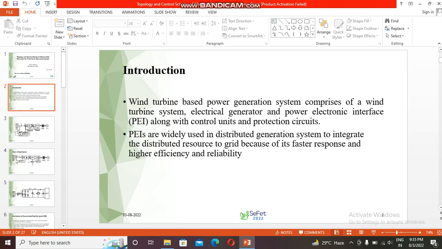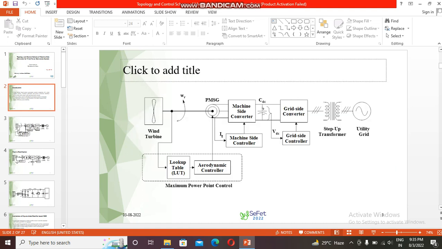interface along with some control units as well as protection units. The power electronic interface is widely used in distributed generation systems to integrate the distributed resources to the grid because of its faster response and higher efficiency as well as reliability.